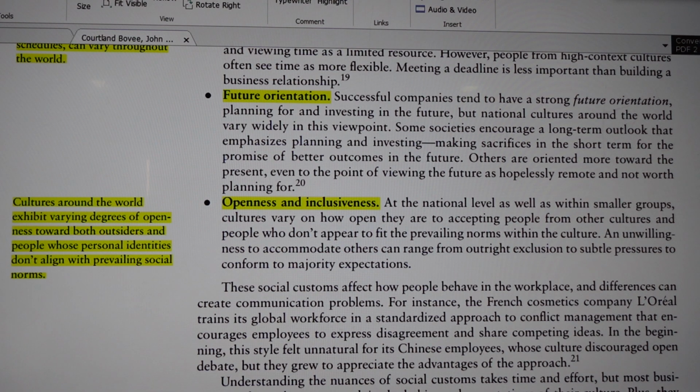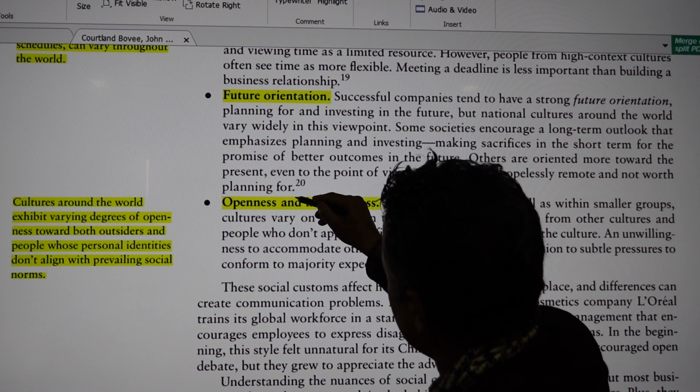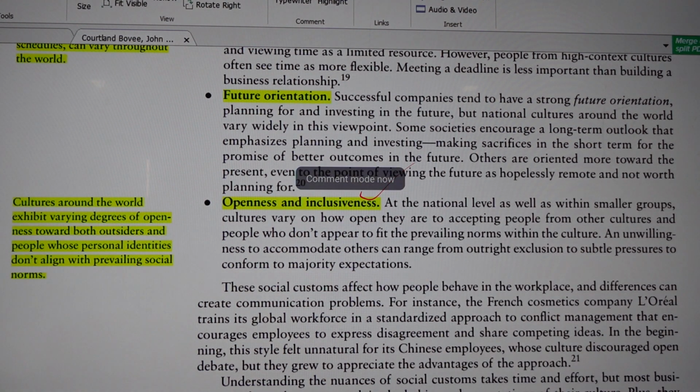Nepalese people are more past oriented. They think about past life, that this happened because of that. Westerners are future oriented. They think about tomorrow, right? Openness and inclusiveness: Nepalese people are less open and they exclude other people. They say you are other, not our culture, right?